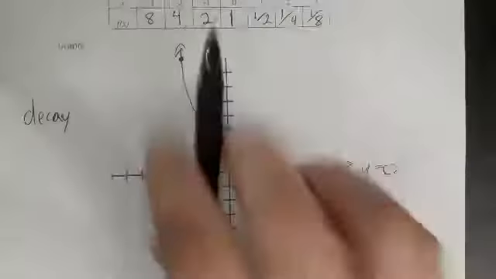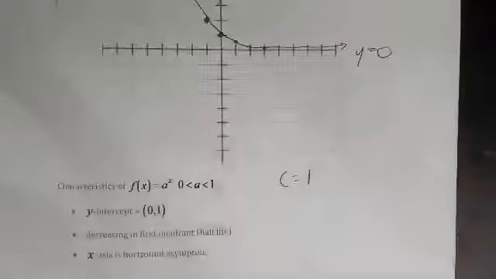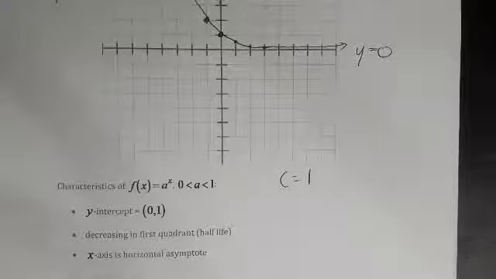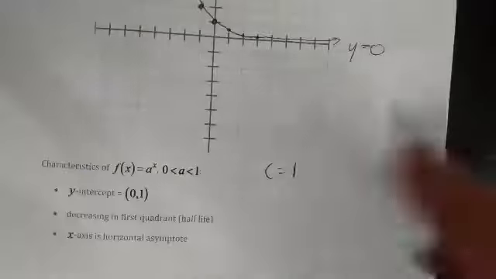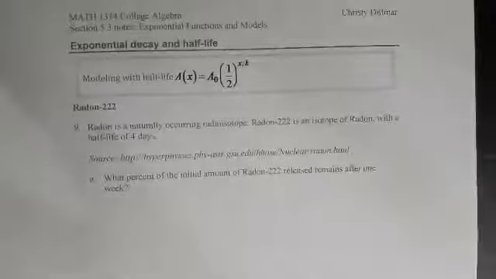Okay, same thing if we plug in a 0 and our C is 1, our y-intercept is going to be 1. It's decreasing in the first quadrant, they call it half-life. It's halving each time. And so I want to jump to this example. They're talking about modeling with half-life.